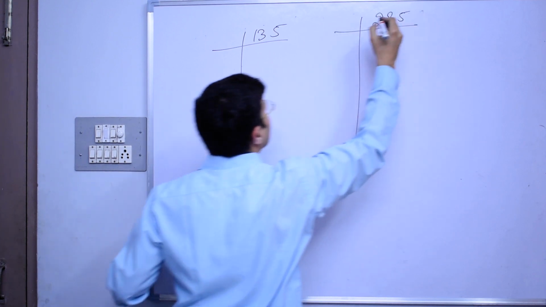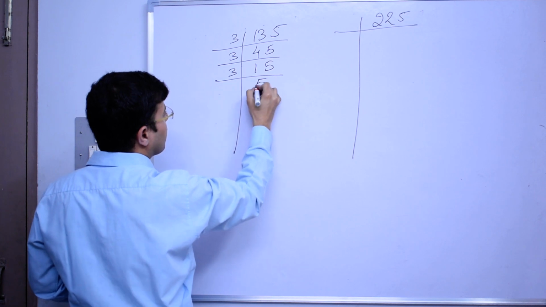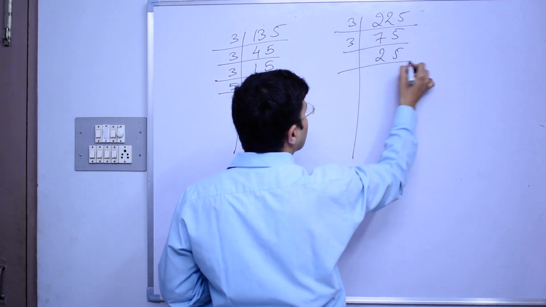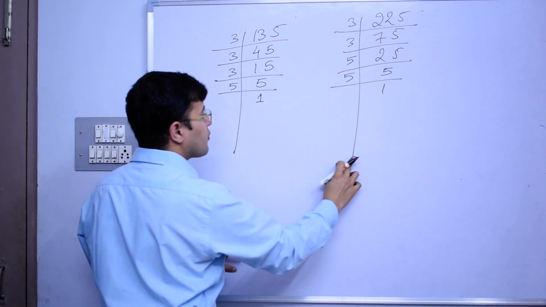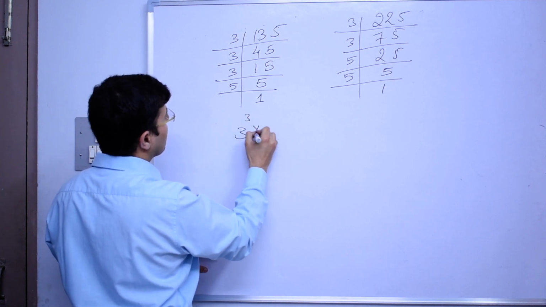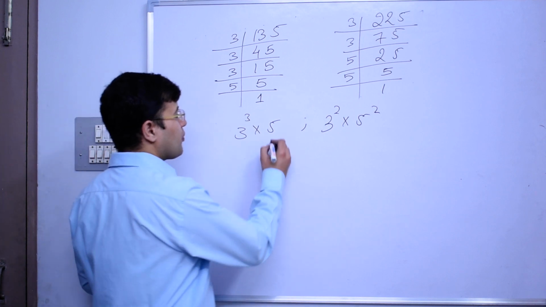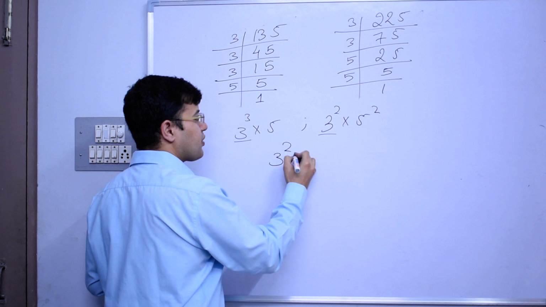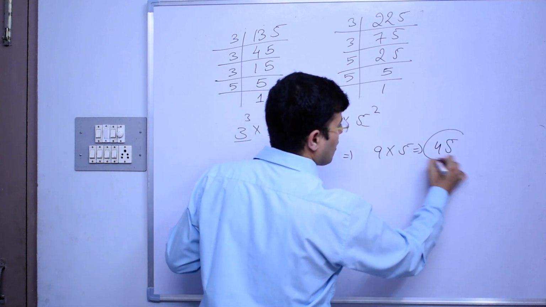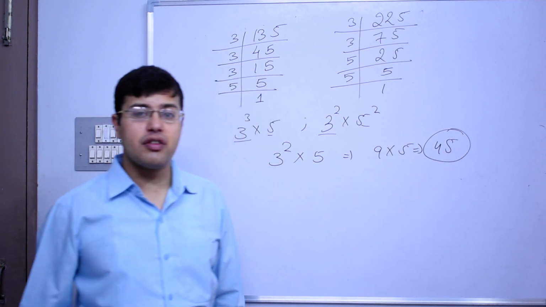135 and 225. For 135: 3 times 45, 3 times 15, 3 times 5, and 5 is 5, then 1. For 225: 3 times 75, 3 times 25, 5 times 5, 5 and 1. So the factors will be 3 cube into 5, and 3 square into 5 square. Now in HCF we will take the common powers, and that will be the least value. Of 3 cube and 3 square, the least is 3 square. Of 5 and 5 square, the least is 5. Hence the HCF should be 9 into 5, that is 45. They are both divisible by 3, both divisible by 5, and the largest value among them is 45.